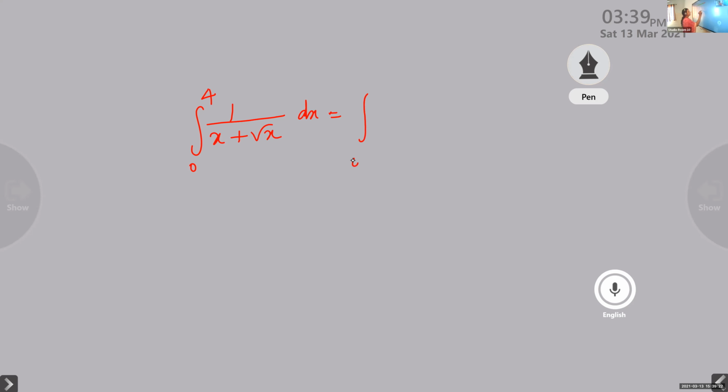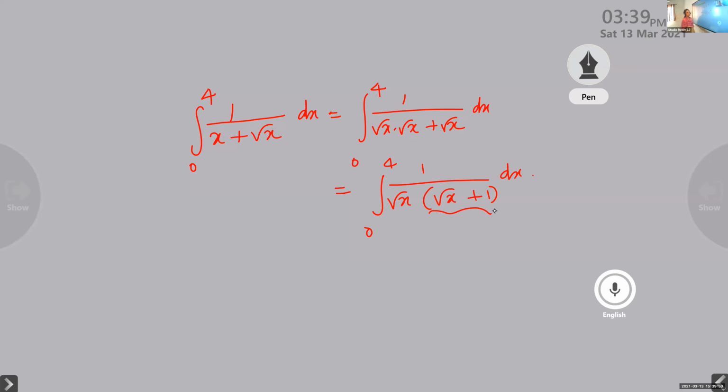Okay, here what we can do, the function is 1 by root x into root x plus root x. So we can take one root x from the denominator as common. If you take one root x as common, you'll be getting a function like this: 1 by root x into root x plus 1. Okay, so what I'm going to do, listen children, I'm going to integrate this by using the substitution method. I'm going to substitute root x plus 1 as t.